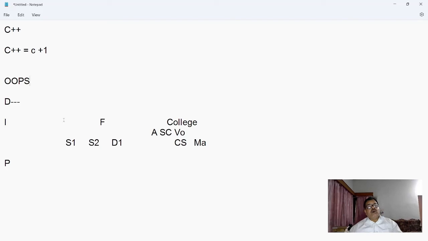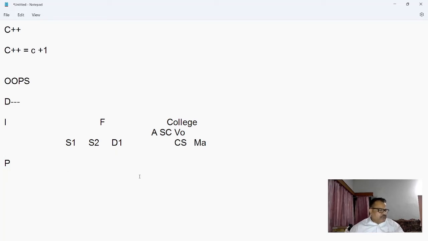Like this, to clarify, I have taken this example: father, son and daughter. Again, in the college, I can write it. And when we study inheritance, we can easily find how helpful it is.